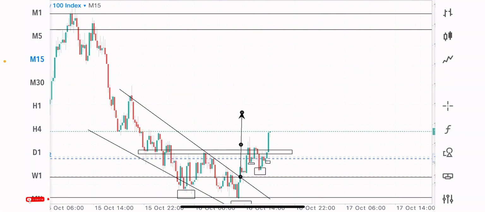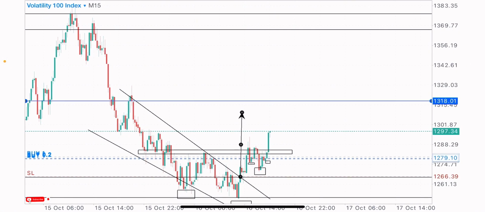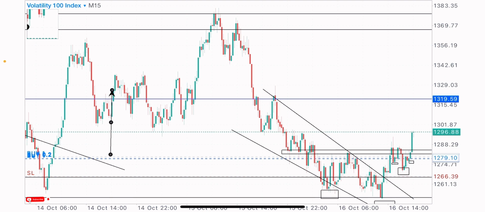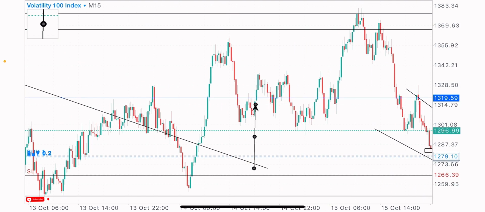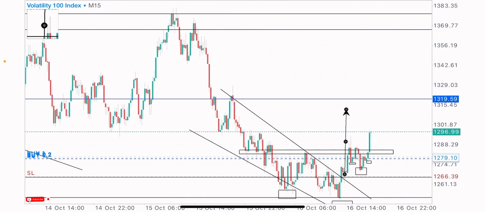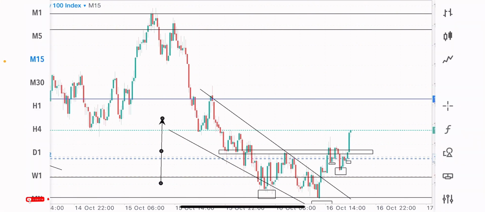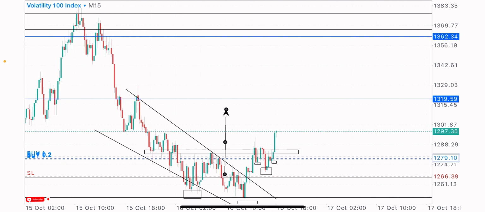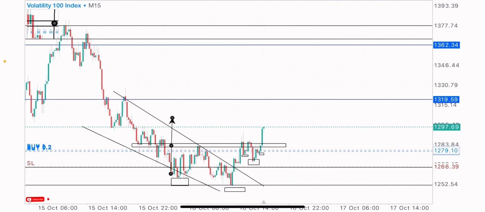My first TP is likely to be at this level, because we got market reaction on this level as a resistance here. When you move the chart, you can tell that market is reacting on this level as a resistance here. So we're likely to get price react on this same level as a resistance. So this is my first TP level, and my second TP level as well as my last TP level would be at this point. So that's it, guys. That's how I was able to take the trade on V100 index.